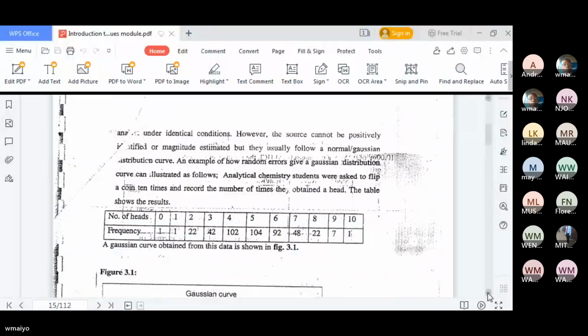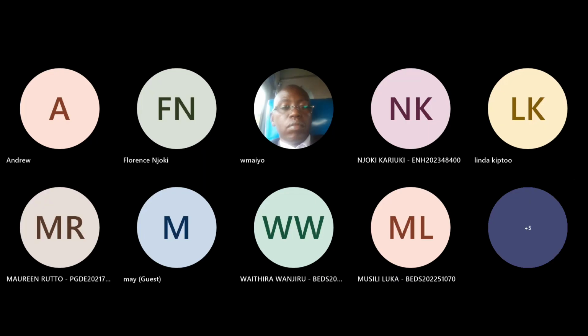Now, once you have those, the mean will be used to compare how close the mean or the average is to the true value. So when the average is very close to the true value, then we talk of accuracy. The results are accurate.